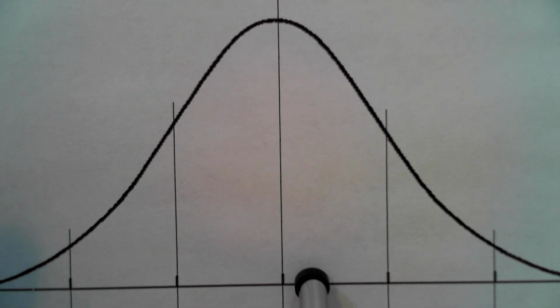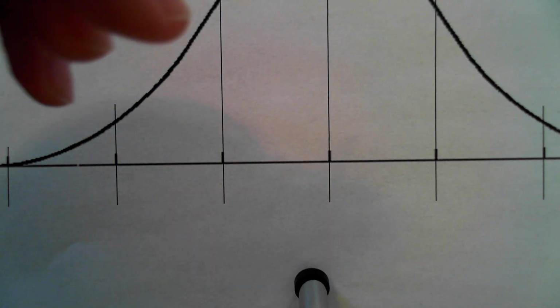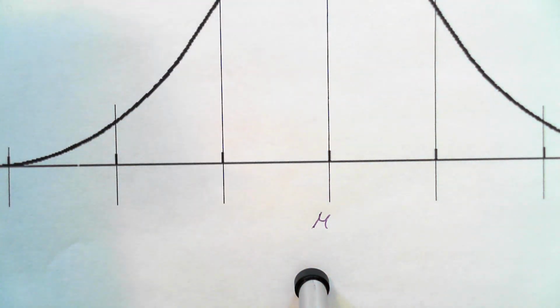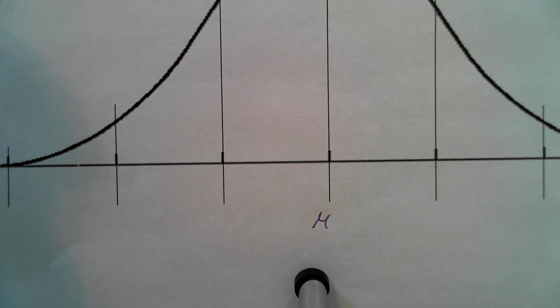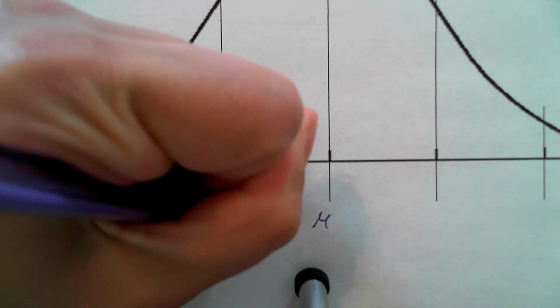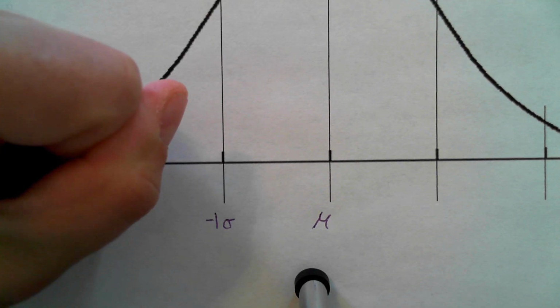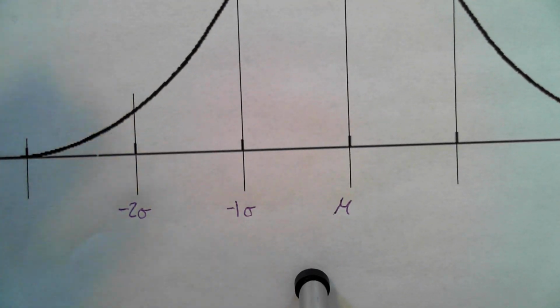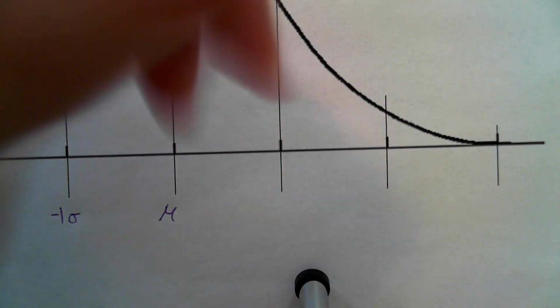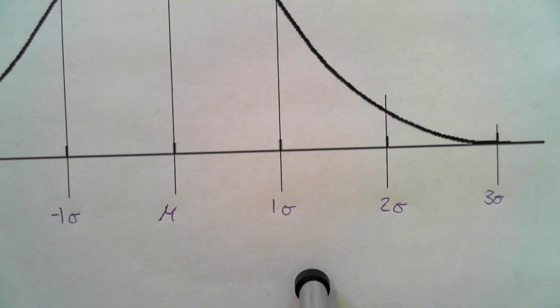All right, so first of all, I'm going to label the bottom with standard deviations. Right here in the center, you have your mean. We normally label it mu. It's a Greek letter. So that's your mean. This would be -1 standard deviations, -2 standard deviations, and -3 standard deviations. Over on the other side, we have 1 standard deviation, 2 standard deviations, and 3 standard deviations.